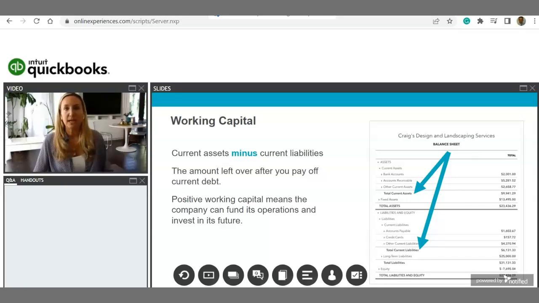So positive working capital means that the company can fund its operations and or invest in its future. The company has enough cash to meet its current liabilities. It's the business's cushion or margin of protection.